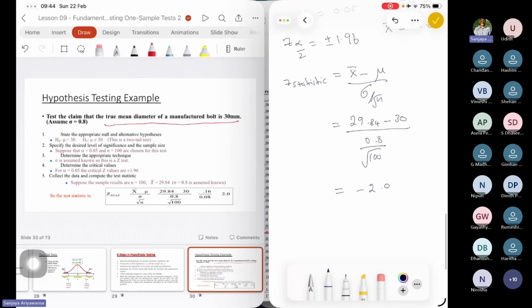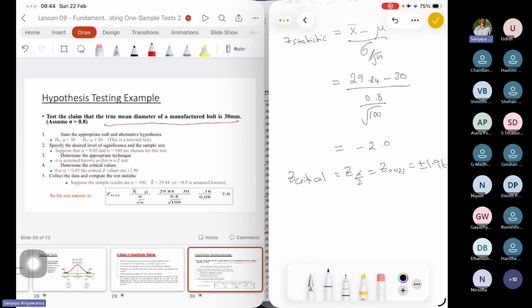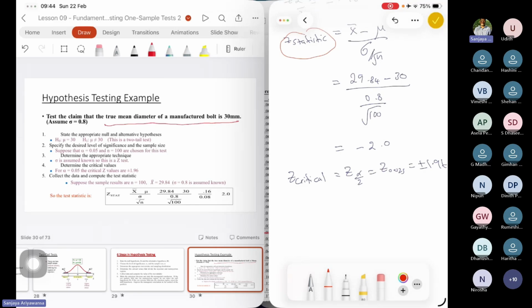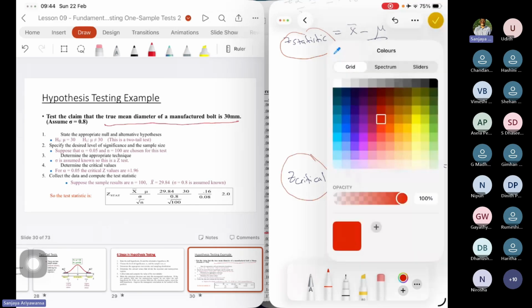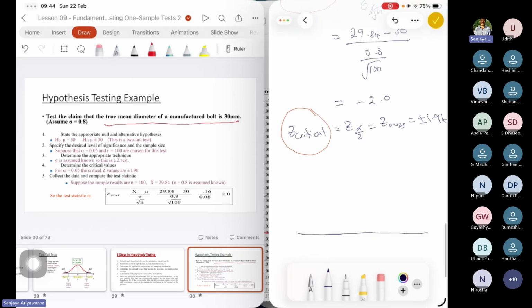Now you also have the Z critical value, which is the threshold value which you calculated as plus or minus 1.96. So basically what we are doing is comparing these two values. We are comparing the Z test statistic against the Z critical value, because on the graph we have the same axis, which is the Z axis.